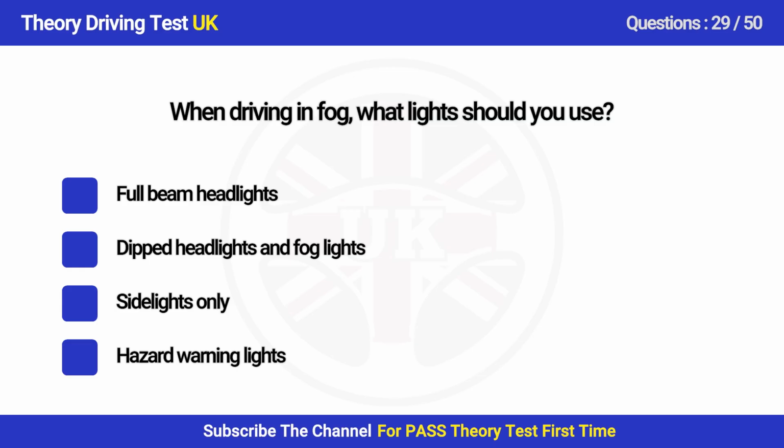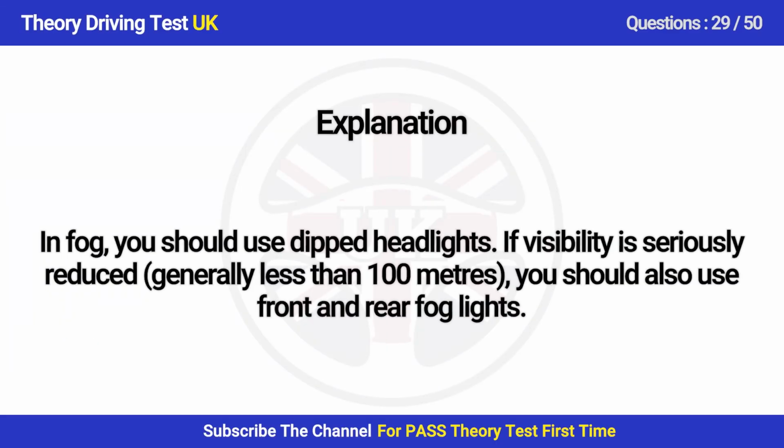Question 29. When driving in fog, what lights should you use? A. Full beam headlights. B. Dipped headlights and fog lights. C. Sidelights only. D. Hazard warning lights. Answer is B. Dipped headlights and fog lights. In fog, you should use dipped headlights. If visibility is seriously reduced, generally less than 100 meters, you should also use front and rear fog lights.